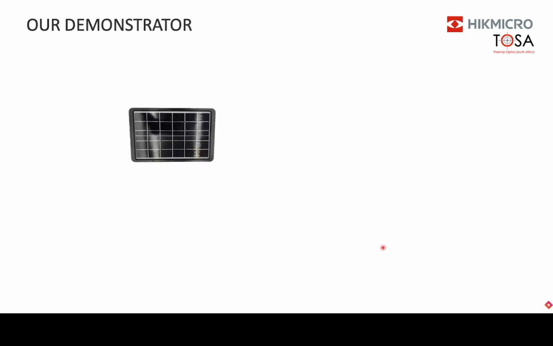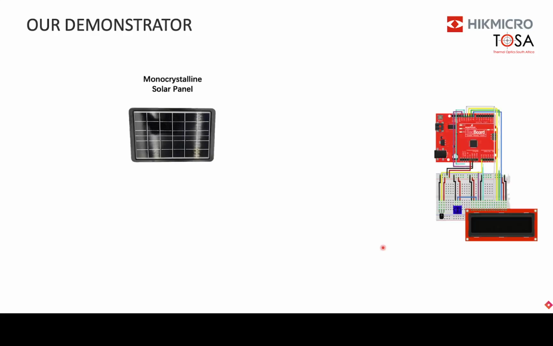Right, so let's have a look at our demonstrator. First of all, we've got a monocrystalline solar panel, small little panel that I'm going to show you. What we're going to have a look at is on this side, we've got just an Arduino prototype board, just with some circuitry on there. That's obviously got a little CPU, a central processing unit on there. And then that is going to be powered from the solar panel on the left hand side.